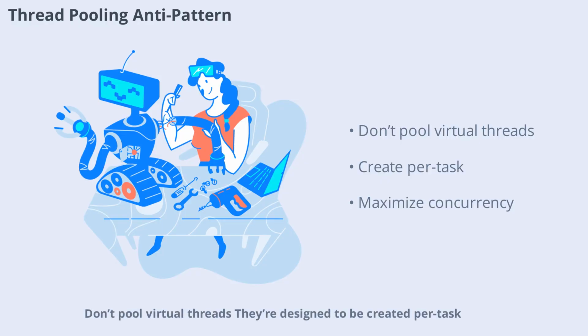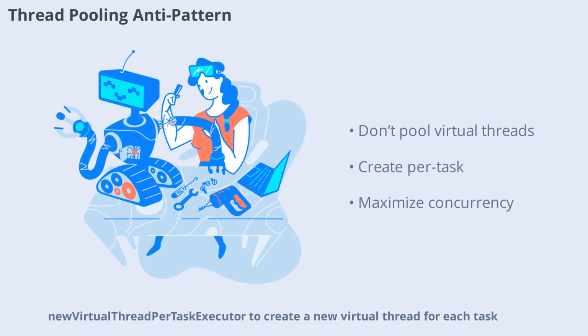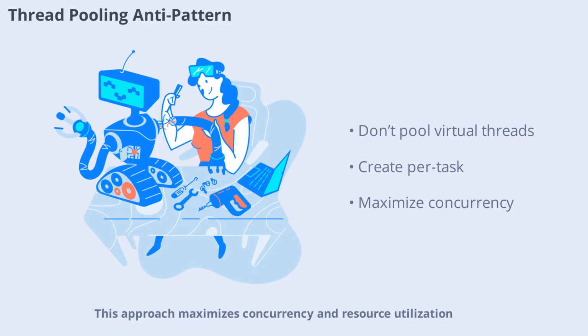Don't pool virtual threads. They're designed to be created per task. Pooling virtual threads defeats their purpose and reduces efficiency. Instead, use Executor's new virtual thread per task executor to create a new virtual thread for each task. This approach maximizes concurrency and resource utilization.